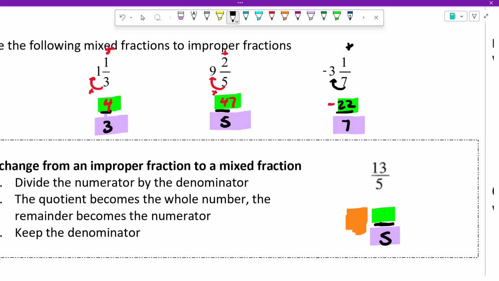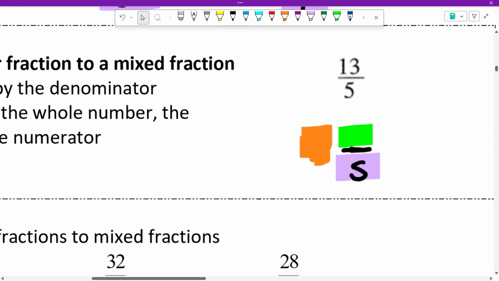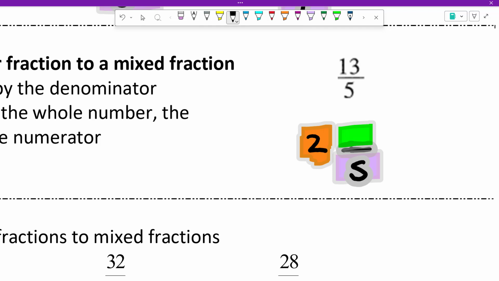All right. What is the orange number? 2. How do you know that? The purple number is how many full times it fits in. So how many full times can 5 fit into 13? 2 full times, right? Because 5 times 2 is 10. Then the green is how many you have extra, how many you have left over.